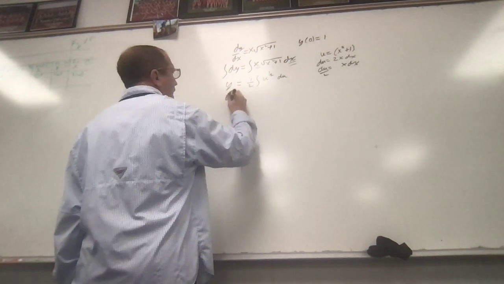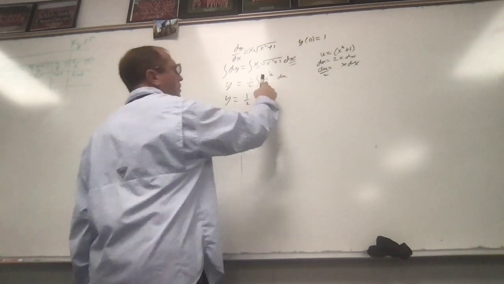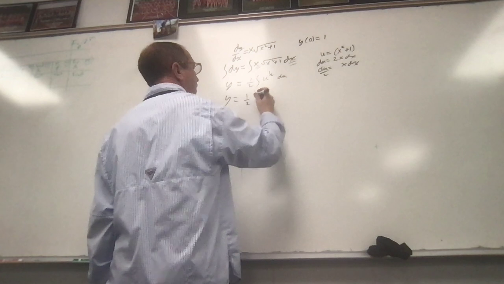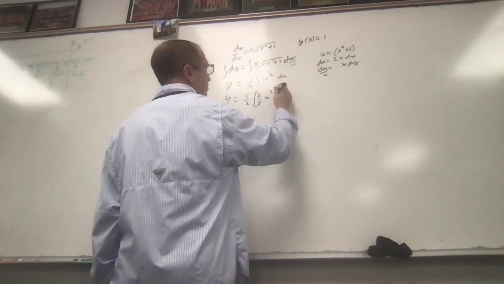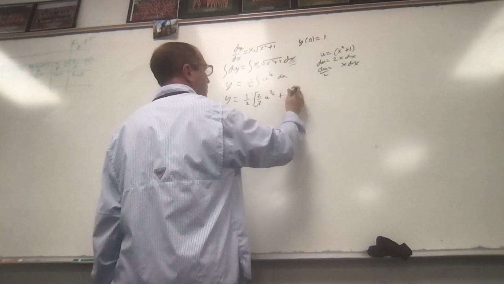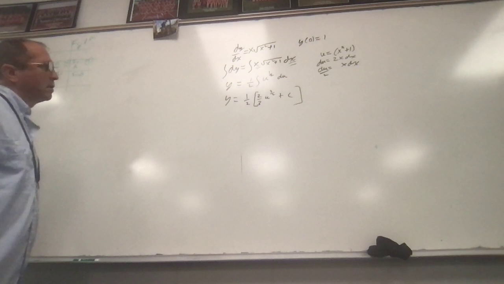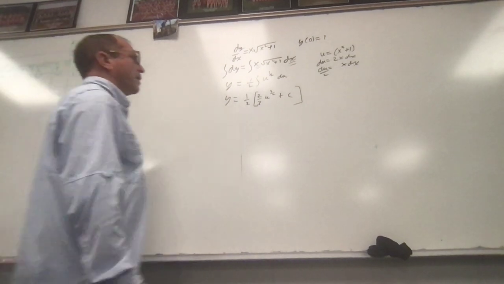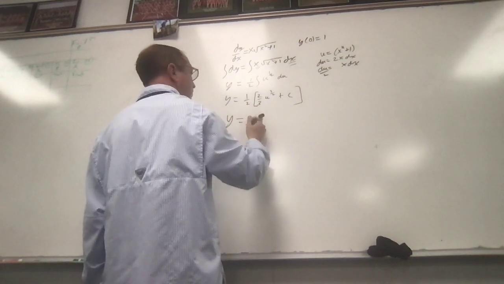All right, so y equals 1/2 of, okay, so the integral of u to the 1/2 would be 2/3 u to the 3/2, right? Plus a constant, right? Okay, now I'm going to go back and plug in what u is. That just sounds like bad grammar.